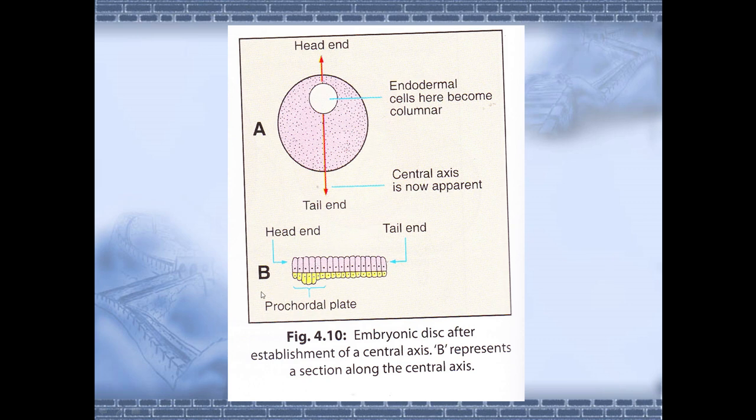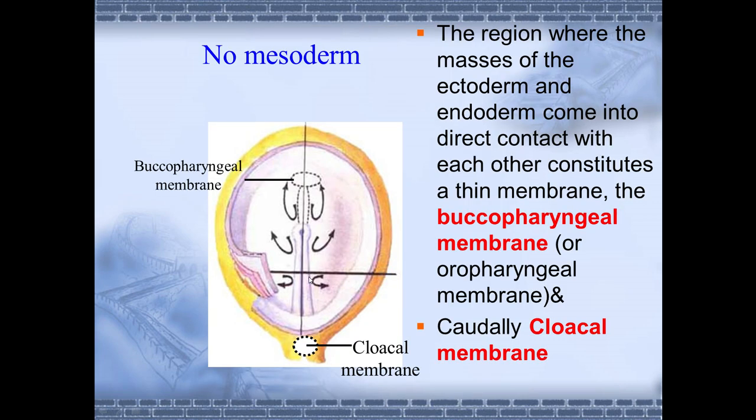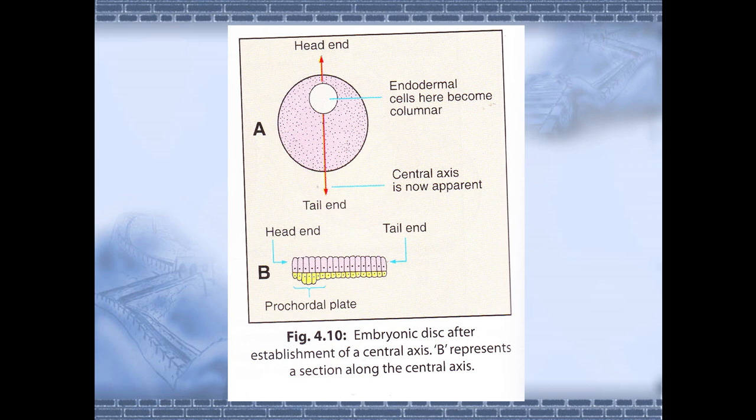So this is again a diagram from your book itself. Epiblast, hypoblast, and there is the formation of the procaudal plate.